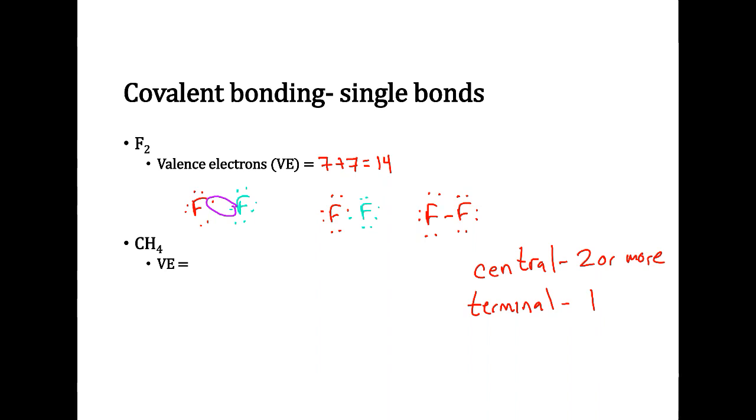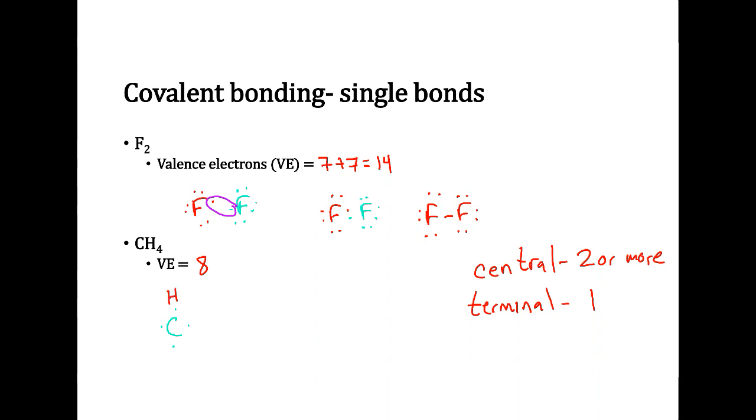Okay, well, carbon contributes 4 valence electrons. Then each hydrogen atom has 1. There's 4 of those, so we have 4 plus 4 for a total of 8 valence electrons. So if we were to go ahead and draw out the Lewis symbol for carbon, okay, so if we draw it like this, we can see that we have 4 electrons for carbon.